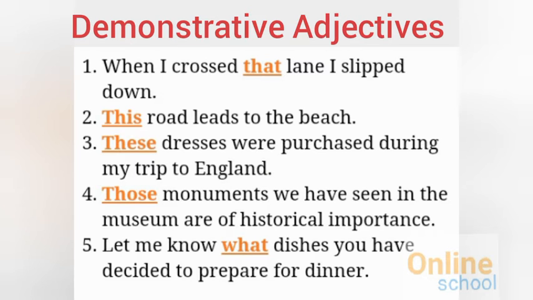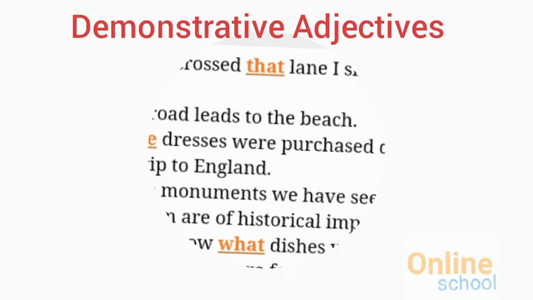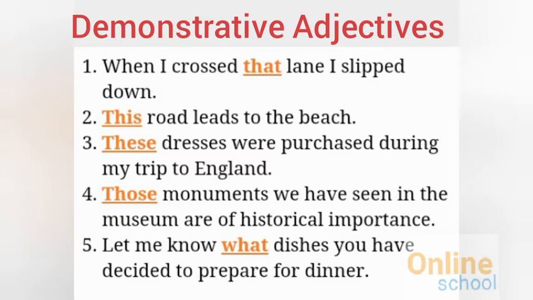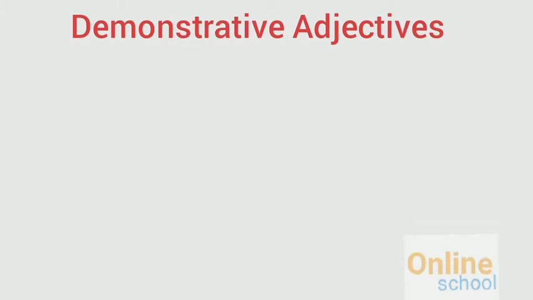More examples are underlined in the sentence. Number 1, when I crossed that lane, I slipped down. Number 2, this road leads to the beach. Number 3, this dress was purchased during my trip to England. Number 4, those mountains we have seen in the museum are of historical importance. Number 5, let me know what dishes you have decided to prepare for dinner.